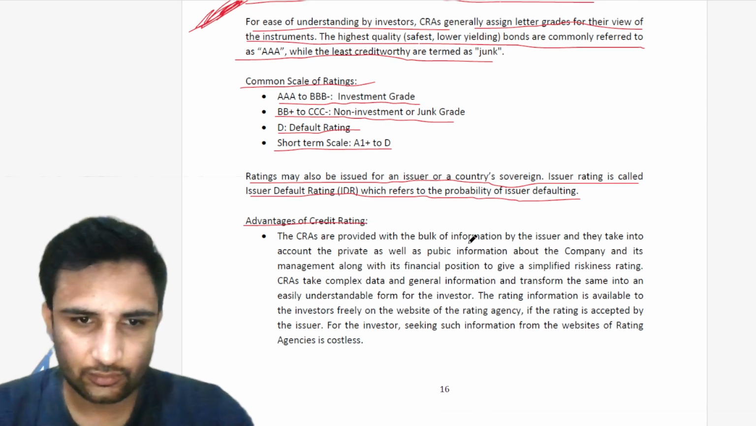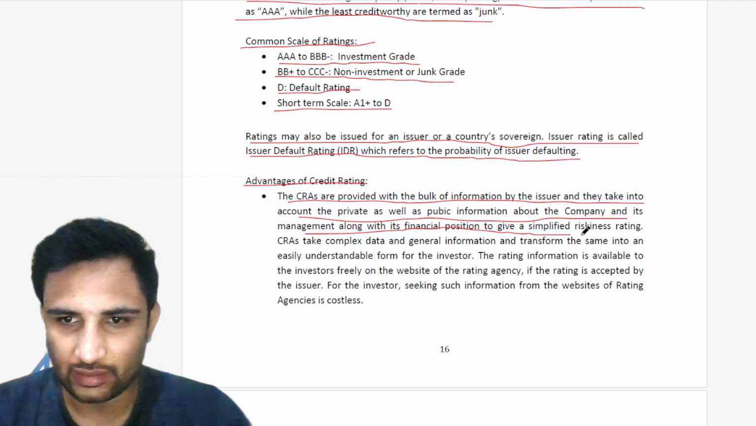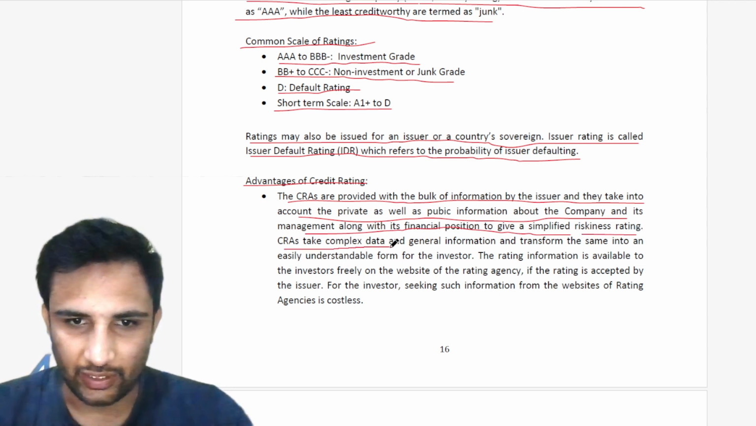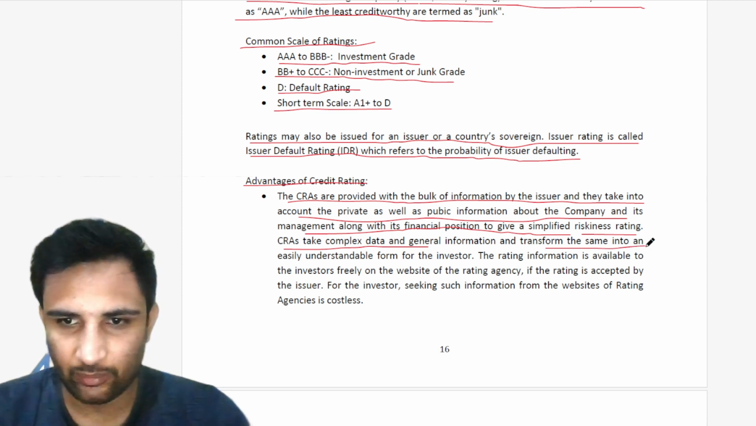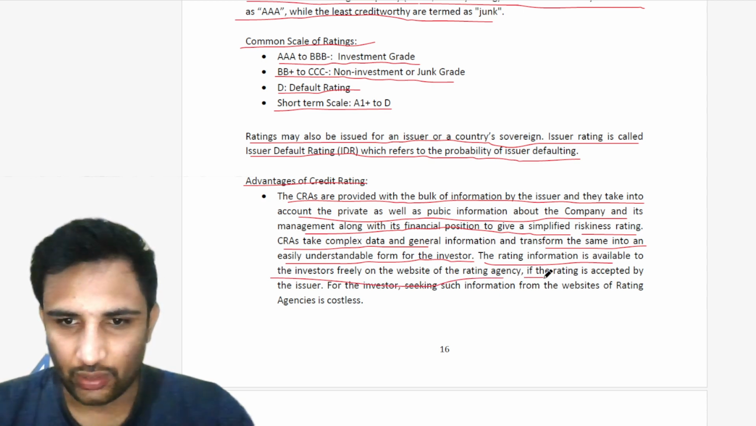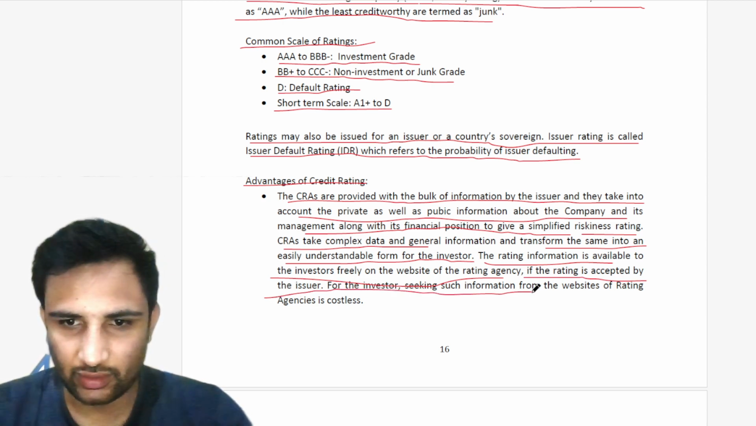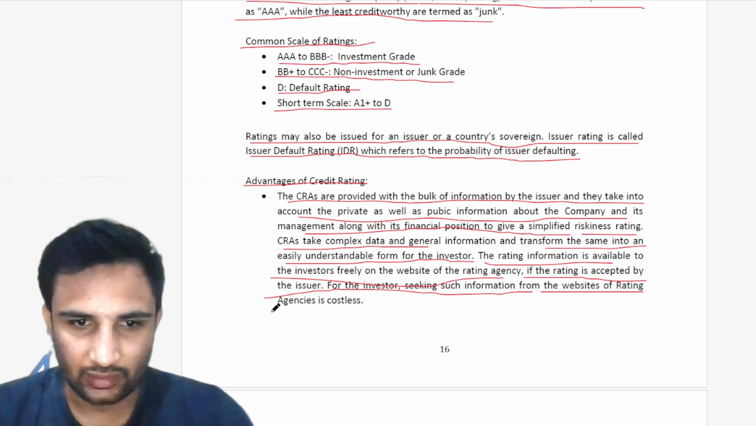Advantages of credit rating. The CRAs are provided with the bulk of information by the issuer, and they take into account the private as well as public information about the company and its management, along with its financial position, to give a simplified riskiness rating. CRAs take complex data and general information and transform the same into an easily understandable form for the investor. The rating information is available to the investors freely on the website of the rating agency. If the rating is accepted by the issuer, for the investor seeking such information from the websites of rating agencies is costless.